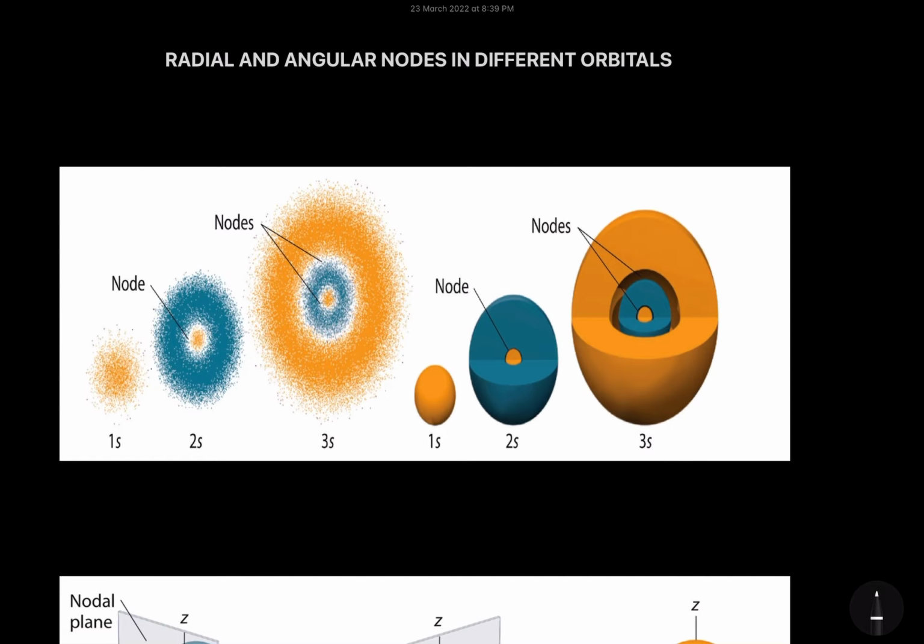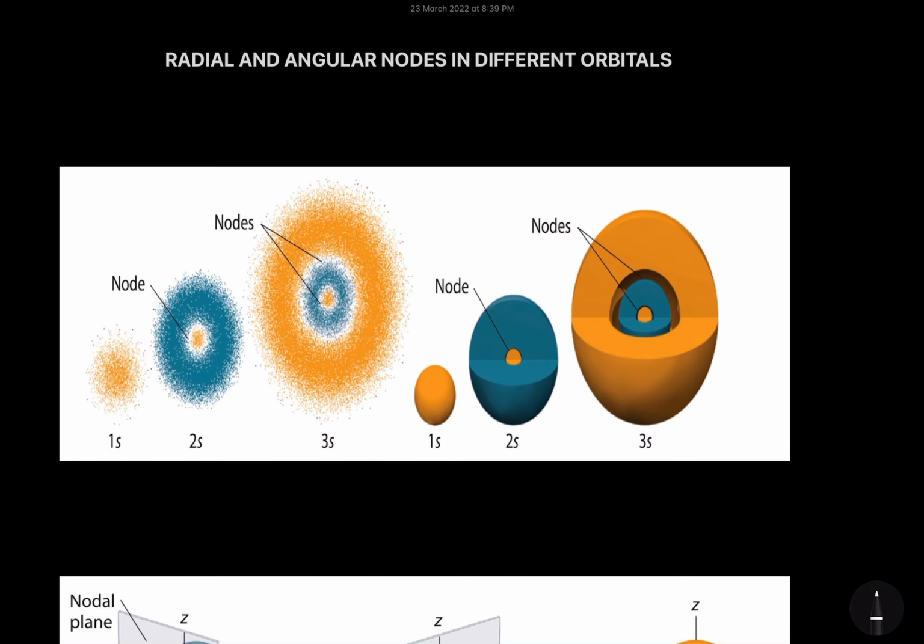Now let's talk about the 3s orbital. In 3s, let us understand first that 1s is within the 2s orbital and 2s is within the 3s orbital. So there will be a spherical region between the 1s and 2s and a spherical region between the 2s and the 3s where the probability of finding an electron will be 0. That's called radial nodes. So in case of the 3s orbital, you will have two radial nodes, one between the 1s and the 2s and another between the 2s and the 3s.